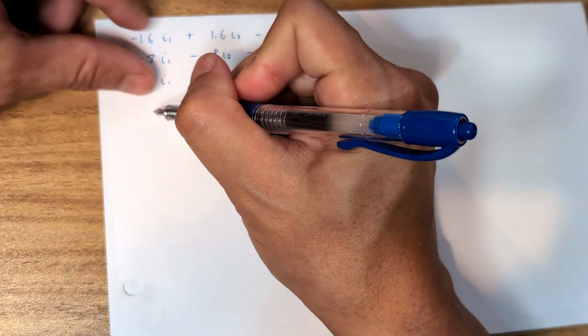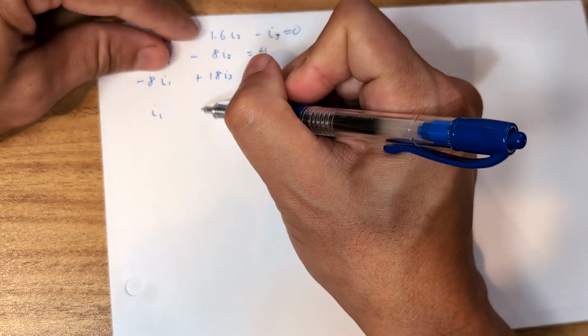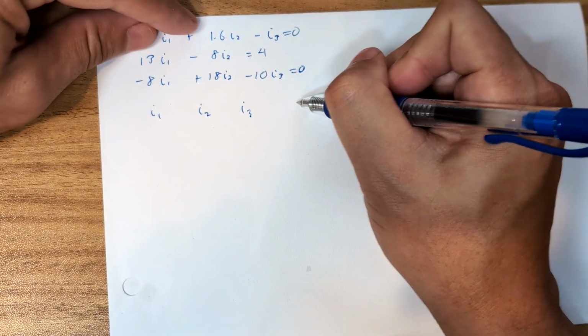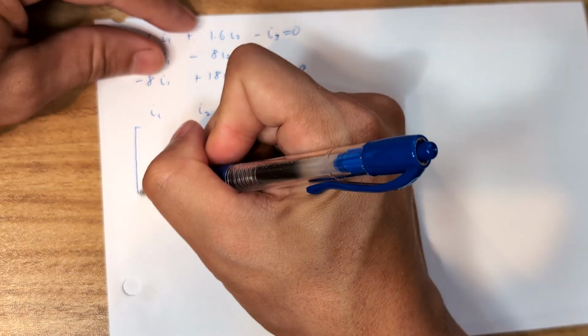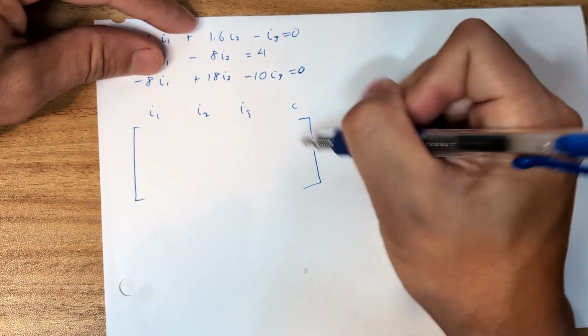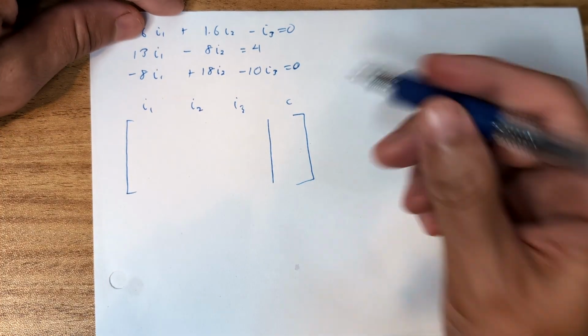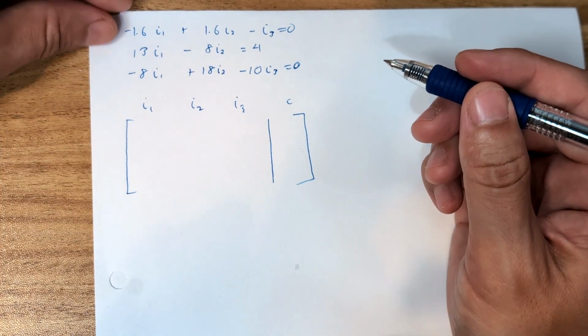We're going to first start off with our I1. We're going to set up an augmented matrix. We're just organizing our variables and our constants right now. Then we're going to transfer that into our calculator to be able to solve in a few moments.